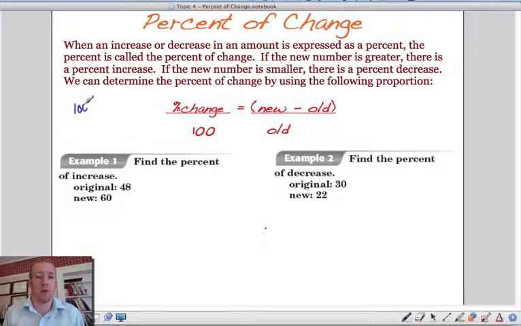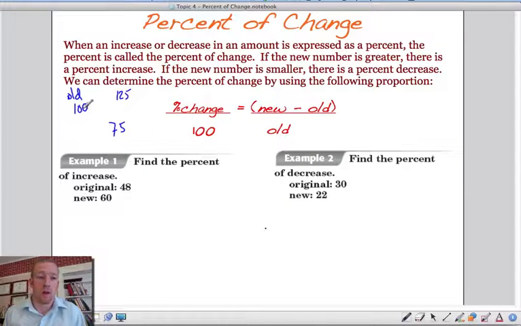If we have 100, this is our old number, or our original, a 25% increase would give us 125, right? That's a 25% change. A 25% decrease would be 100 minus 25, and that'd be 75. So that'd be a 25% decrease. Both of those are a 25% change, and you have to specify whether it's an increase or a decrease.